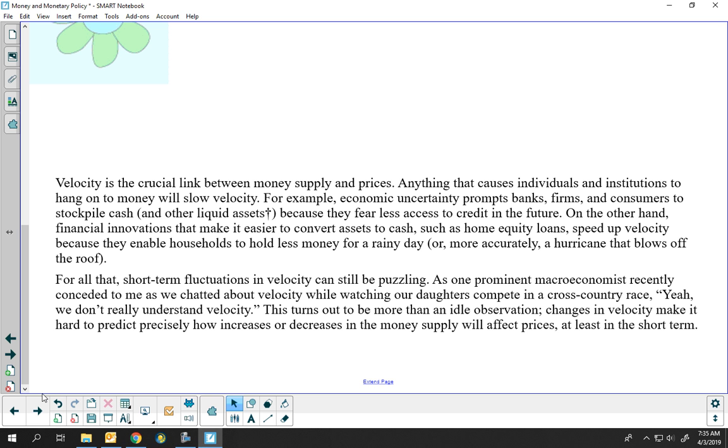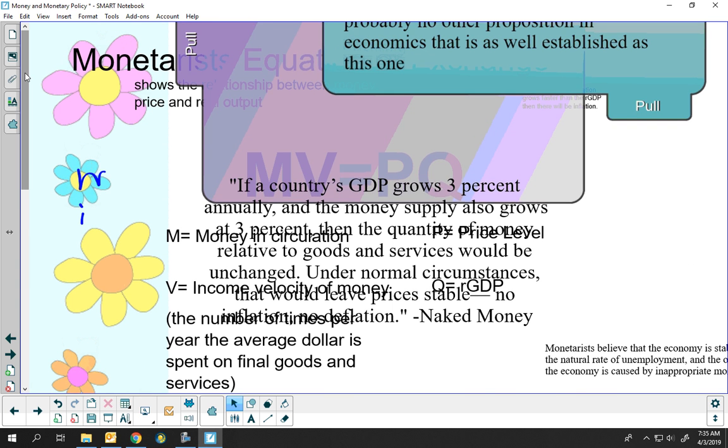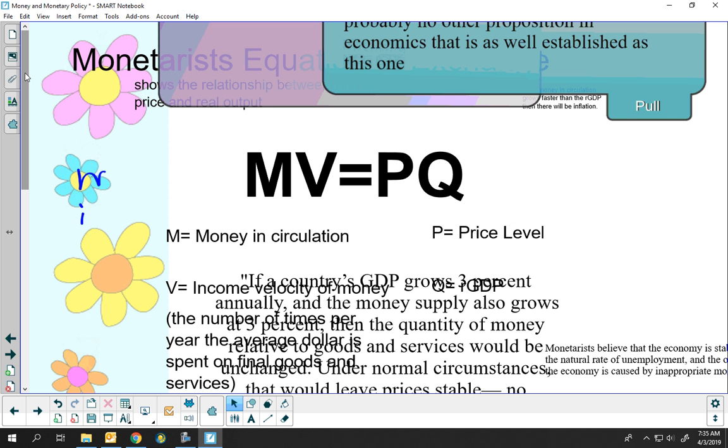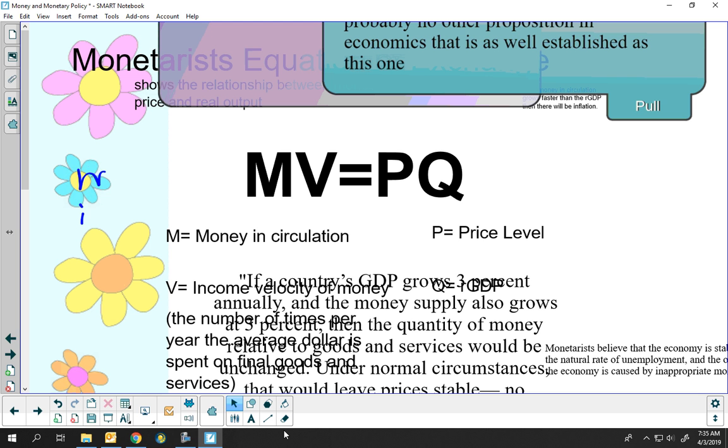As one prominent macroeconomist recently conceded to me as we chatted about velocity while watching her daughters compete in a cross-country race, yeah, we really don't understand velocity. This turns out to be more of an idle observation. Changes in velocity make it hard to predict precisely how increases or decreases in the money supply will affect prices, at least in the short term. So, like, they know this equation to be true, and they can control this side, the Federal Reserve, but they don't really know what's going on with V, which is probably why in real life they keep it stable, or they just keep it a constant number, and they're making up other equations.